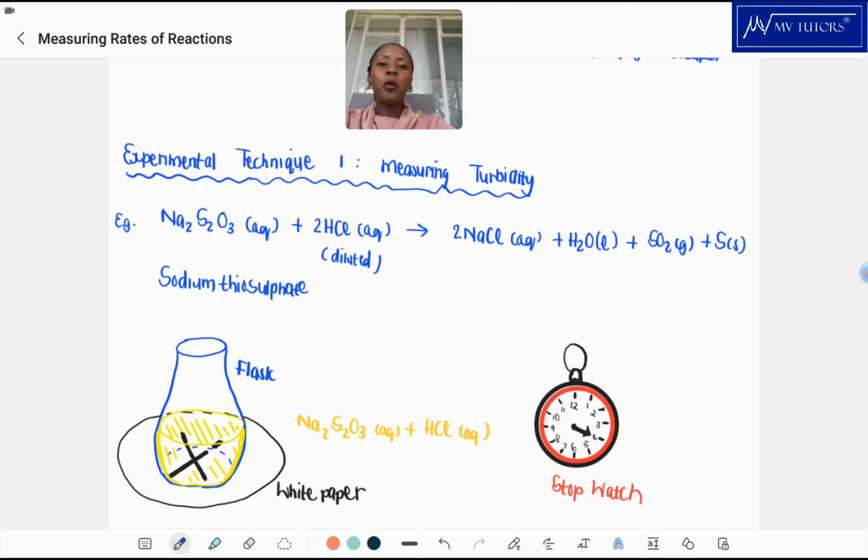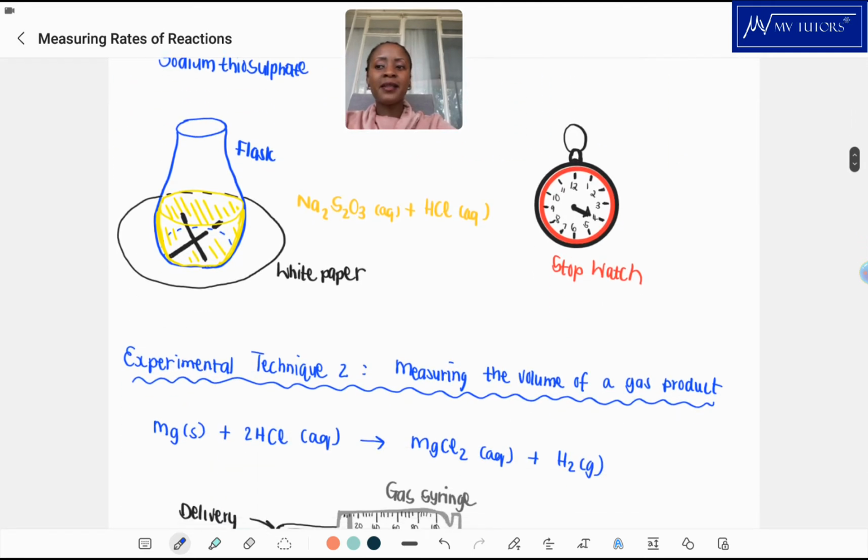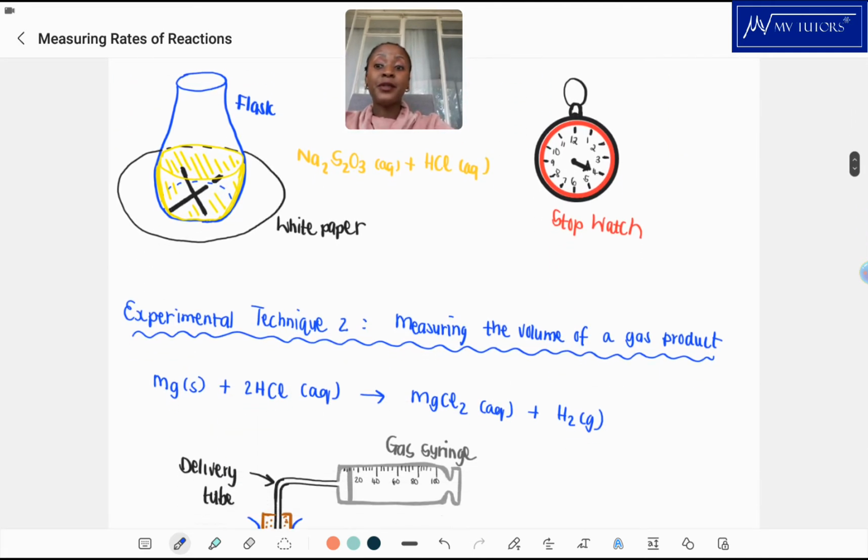So you should have one variable that keeps changing and one that is constant. So temperature with these is constant. Okay. And now we get to experimental technique number 2.